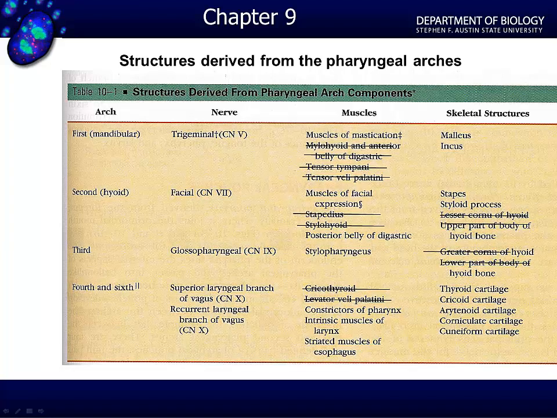So here's a chart that simply shows the arch tissue, the nerve that is innervating that particular area, and derivatives. We have the muscles, and we've eliminated some of these that you've seen me draw the line through. And then skeletal structures, these are the ones that I want you to be familiar with as far as derivatives of these arch tissues, skeletal muscle and innervation.